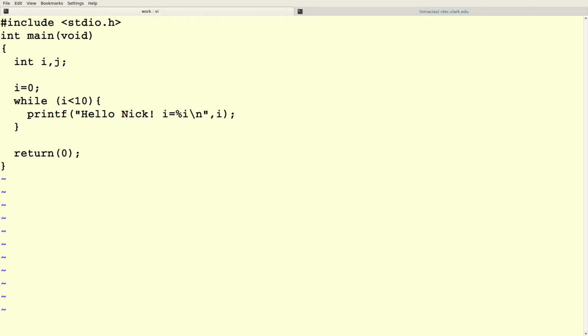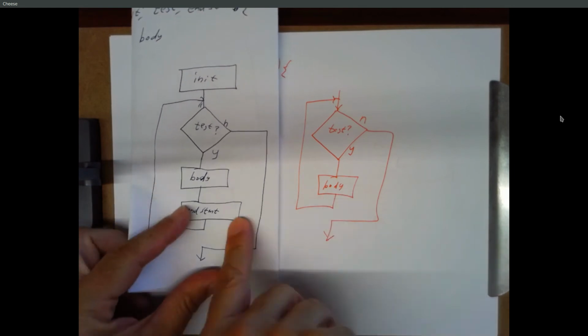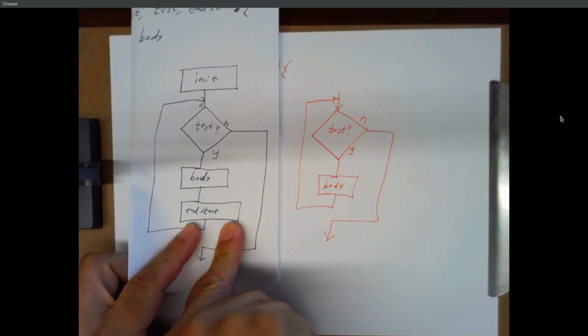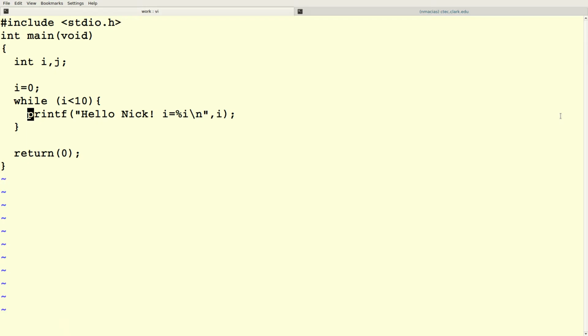And what we're going to do in the body is print out hello, but we're going to put this end statement in the body ourselves. The end statement was I equals I plus 1, so we're just going to add that to the bottom of our loop. This will do exactly the same thing as the for loop.